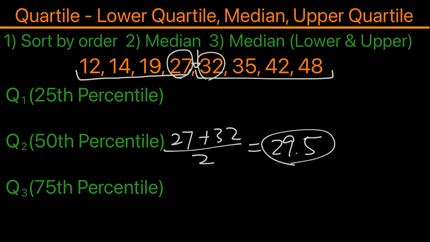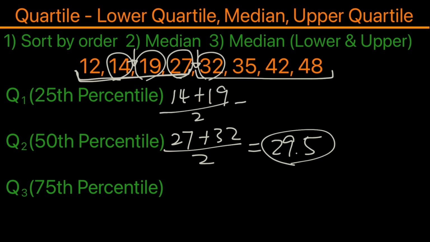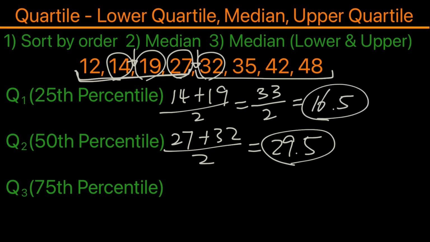Now for the lower quartile, we're looking at these 4 numbers, and we need to find the median here, and that's 14 and 19. To find the average between 14 and 19, we will divide the sum by 2. That becomes 33 over 2, which is 16.5. So that's the lower quartile.